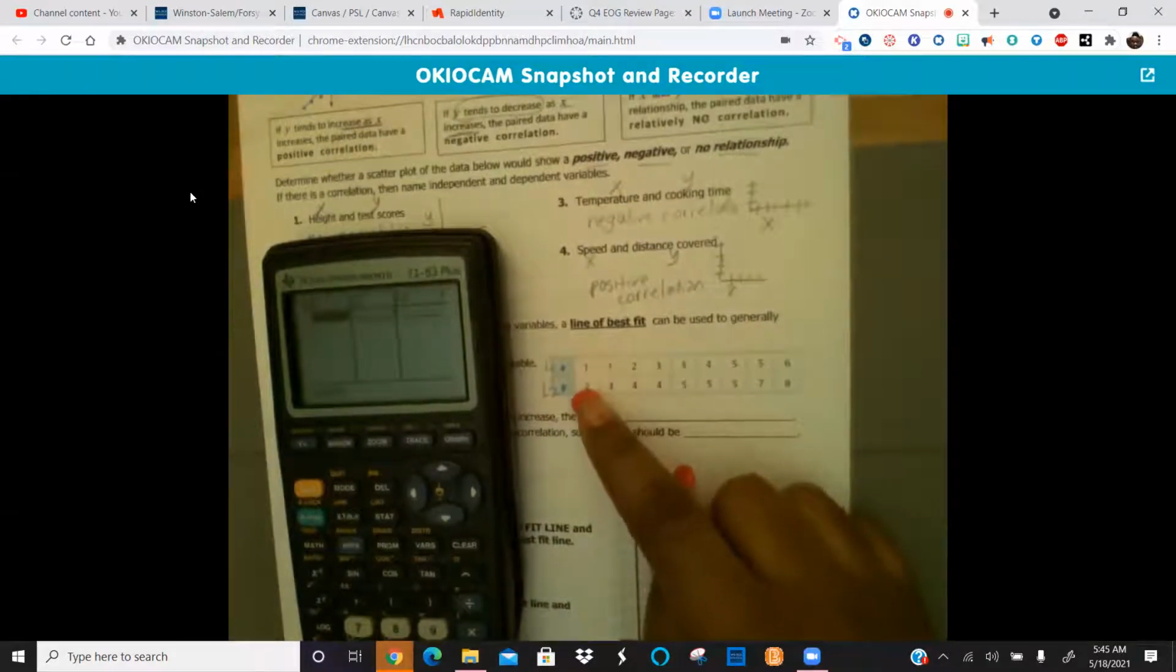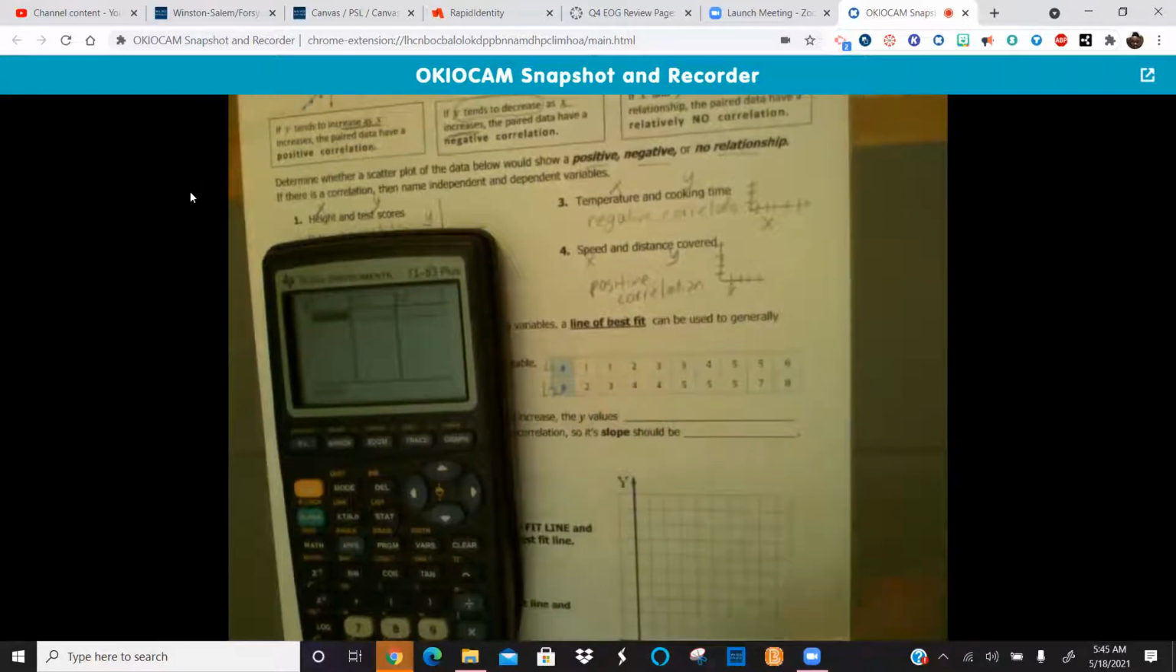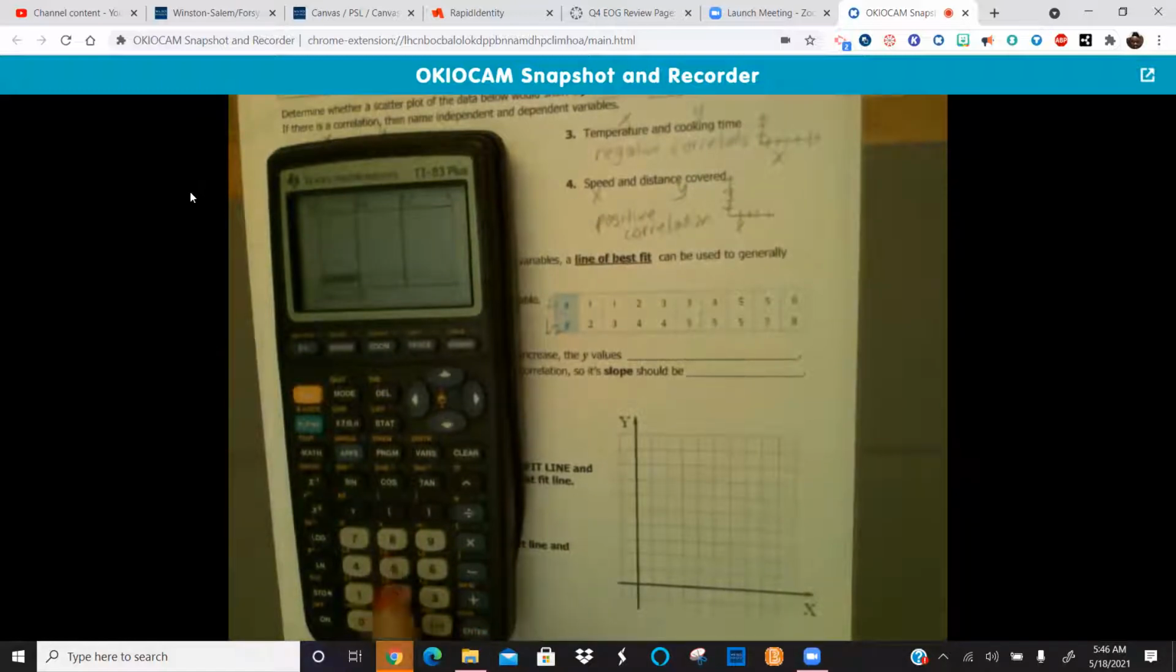So these are my ordered pairs. This is 1, 2, this is 1, 3, this is 2, 4, this is 3, so on and so forth. Those are my ordered pairs. When the table's sideways, you read your ordered pairs this way. All right, so I have 1, enter, 1, enter, 2, enter, 3, enter, 3, enter, 4, enter, 5, enter, 5, enter, 6, enter. Okay?